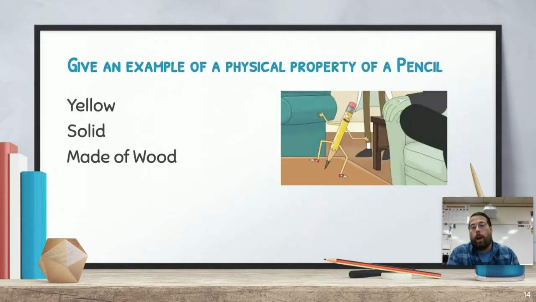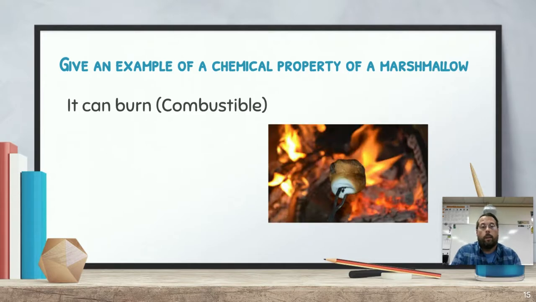So if I want to use the physical properties of Pencil Munster here, he's yellow, he's solid, he's made of wood. Those are all properties I can observe about him without changing him at all. A chemical property of a marshmallow is that it can burn. I know that it's combustible or flammable. To prove that it will, I'm going to have to change it. That's why it's a chemical property.